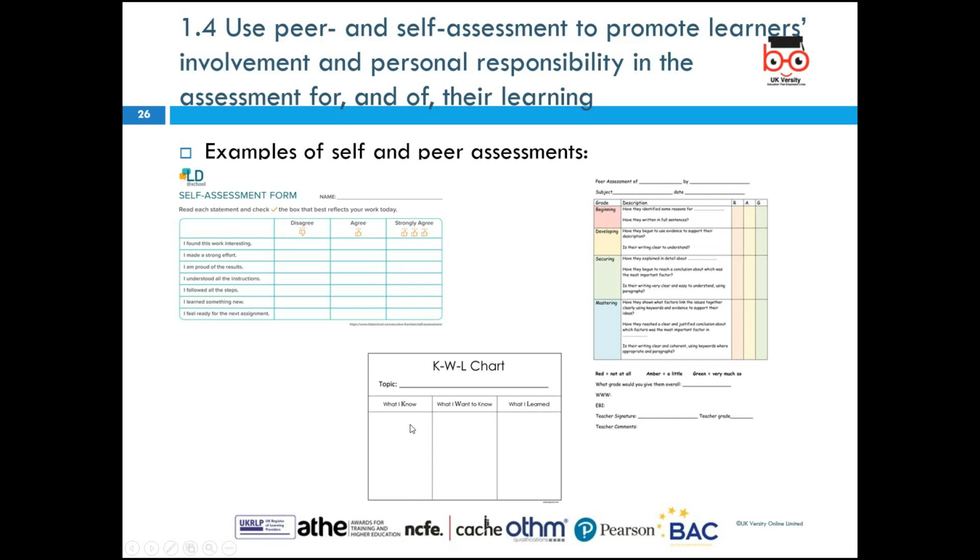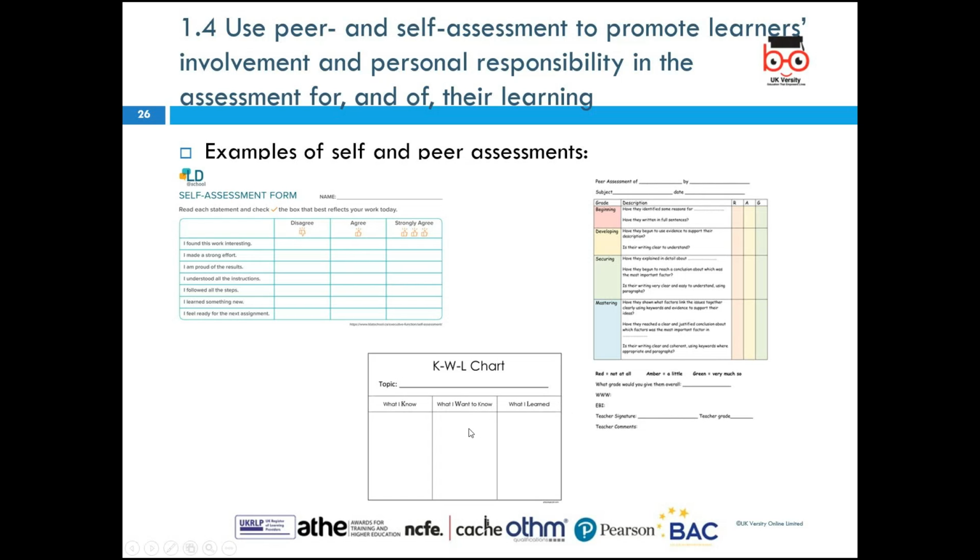And then one of the ones I like is the what I know, what I want to know, and what I learned chart. They can put down what they already know at the beginning of the lesson, what they want to know, and then at the end of the lesson, what they've actually learned. So you get to know what their prior knowledge was, what curiosities or interests they had in learning, and then you can see what they've actually retained at the end of the lesson.